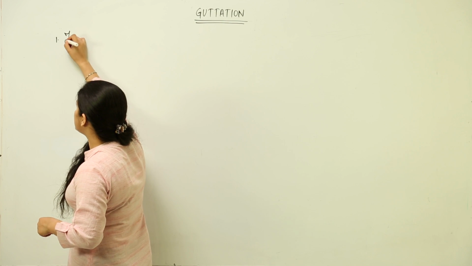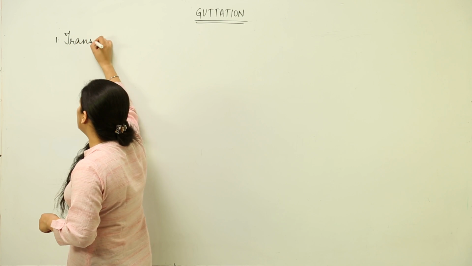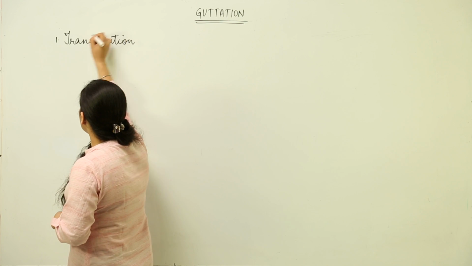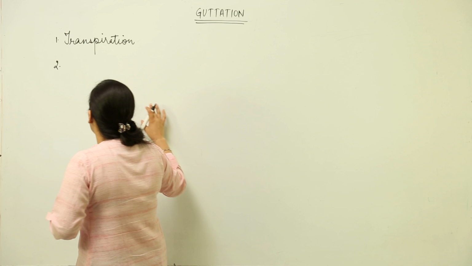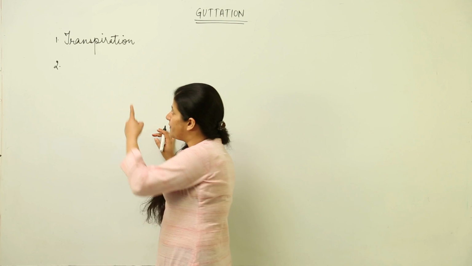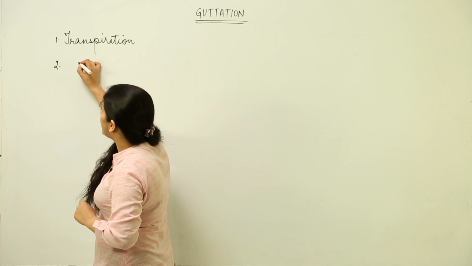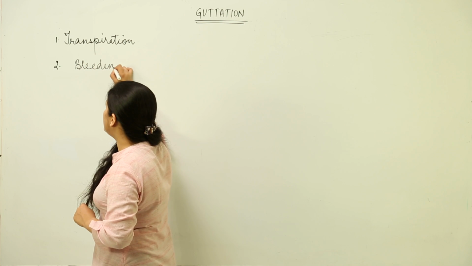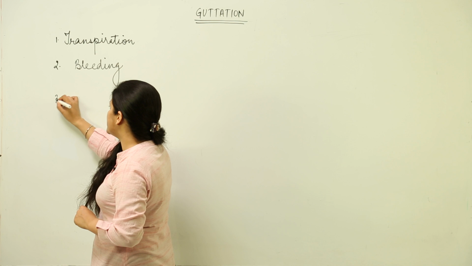First one that you have studied till now is the one that involved stomata and was the necessary evil for plant, responsible for conduction of sap, that was transpiration. The second one that we are going to take into consideration is bleeding, and the third one is guttation.